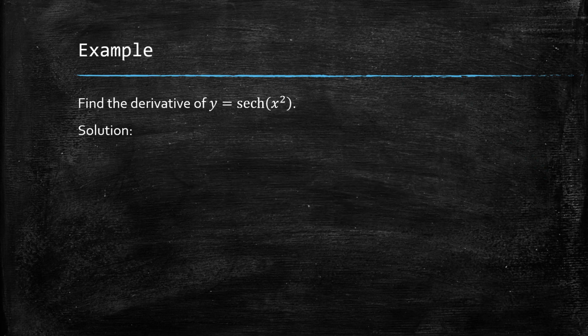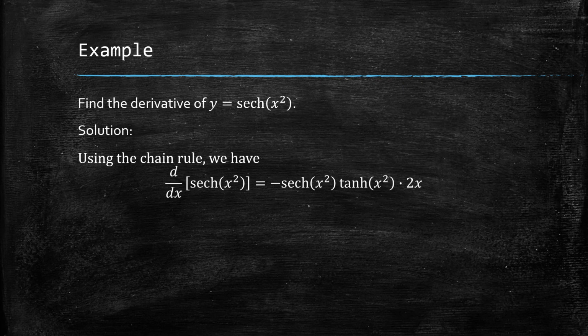For another example, let's find the derivative of y equal to the hyperbolic secant of x squared. For this problem, we will use the chain rule. This gives us that the derivative of the function is equal to the negative of the hyperbolic secant of x squared times the hyperbolic tangent of x squared times the derivative of the inside, which is 2x. Rearranging this a little, we have the derivative is negative 2x times the hyperbolic secant of x squared times the hyperbolic tangent of x squared.